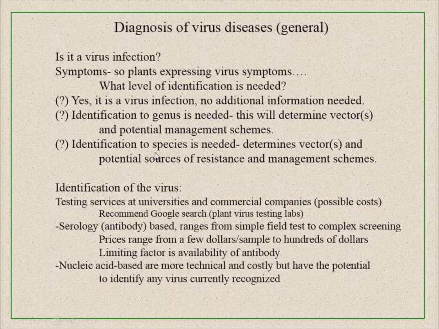You can also take that down even to the species level, which also will give you information on the vector, but you may have purchased seed that is resistant to one virus species in a genus but not others. You might want to know if that source of resistance is holding up in the field. So depending on your needs, you may want to go all the way down to the species level.